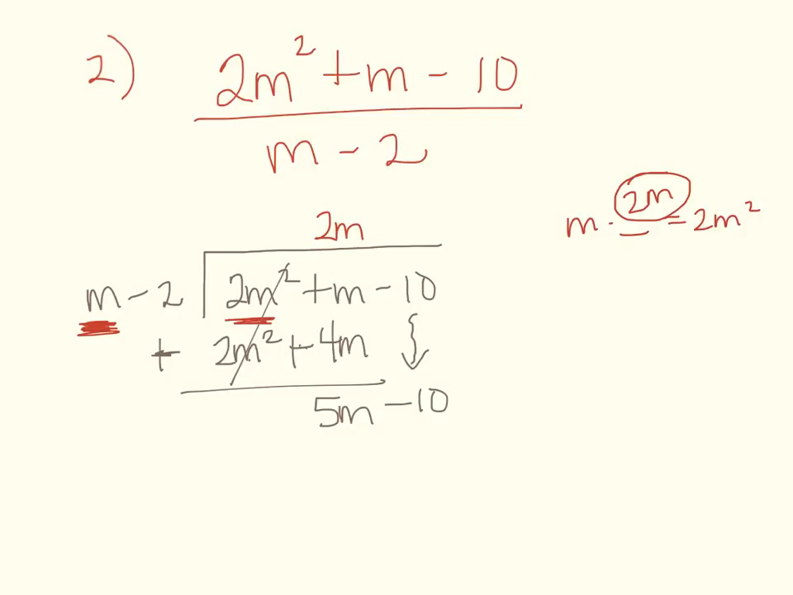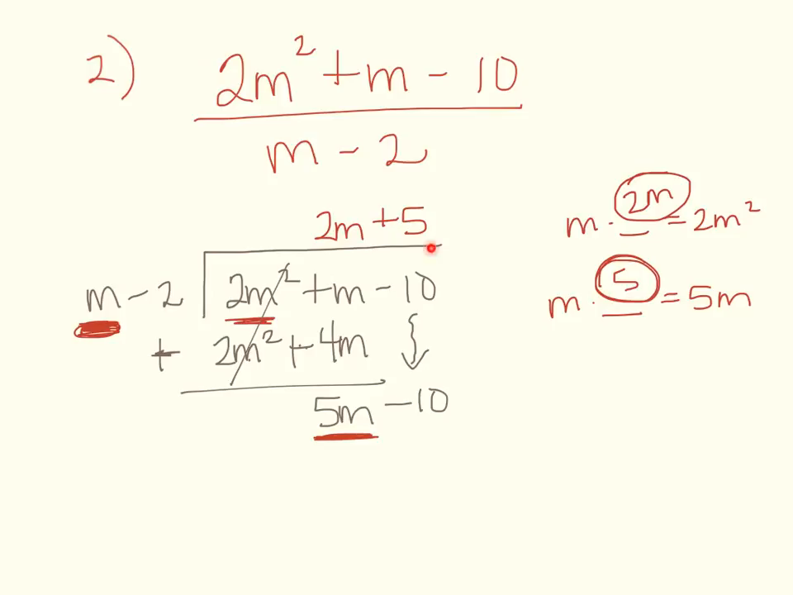Now we're going to start the whole process over again using our first term. So we're going to use this m again. Now we're going to look at this 5m. We're going to say m times what is going to get me 5m? Well, m times 5 is going to get me 5m. So once I've discovered this 5, it's a positive 5. It comes over here as a positive 5 and part of my answer.